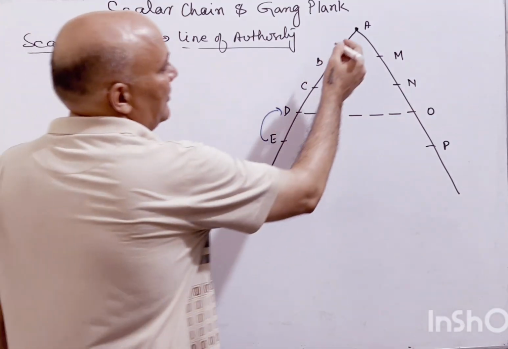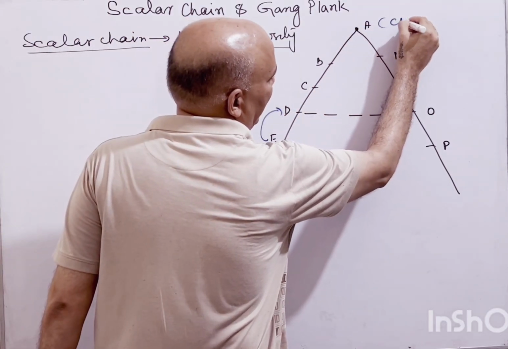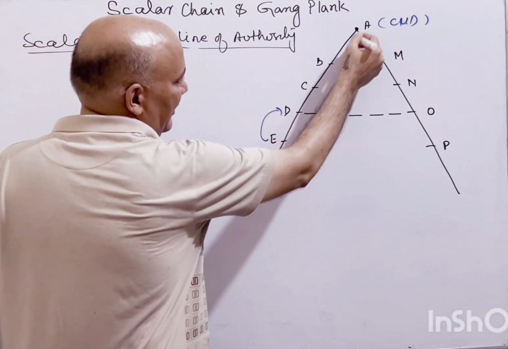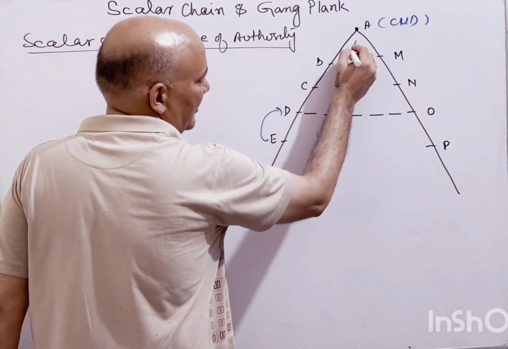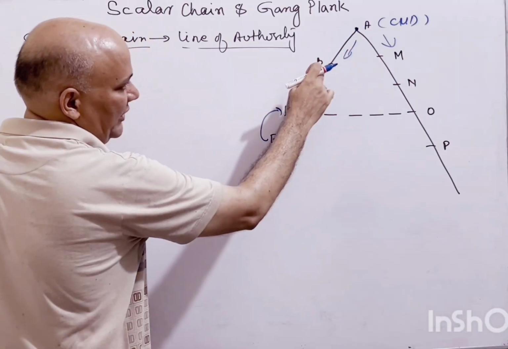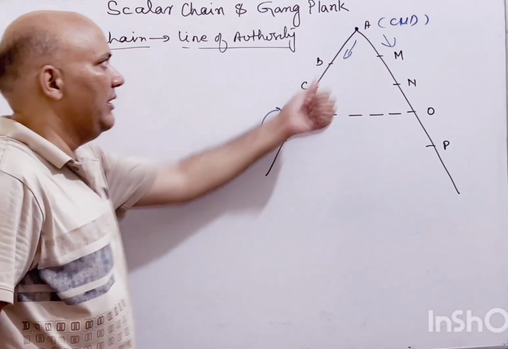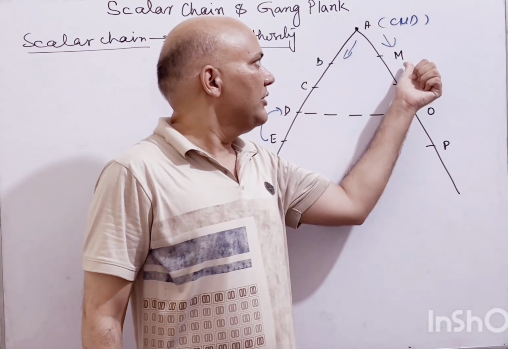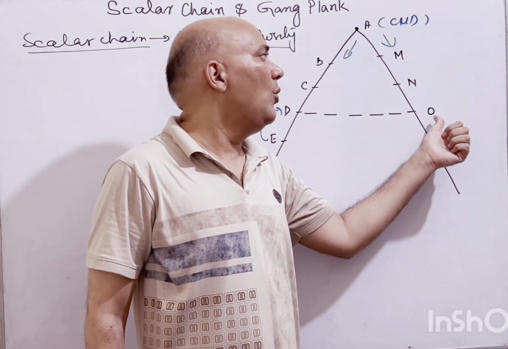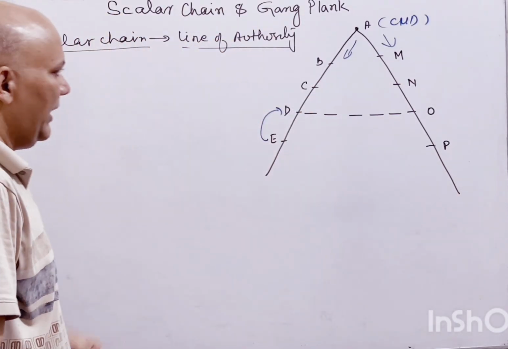Similarly, if he wants to give some kind of order, let's say this A, this is CMD, right? In this situation, he has two lines of authority, right? This is going here and this is going like this. So here he is supervising B, B is supervising C, C is supervising D, and D is supervising A. And in this line, A is supervising M, M is supervising N, N is supervising O, and O is supervising P.